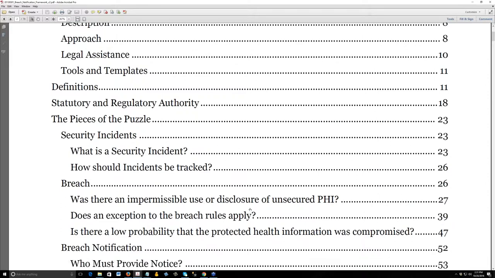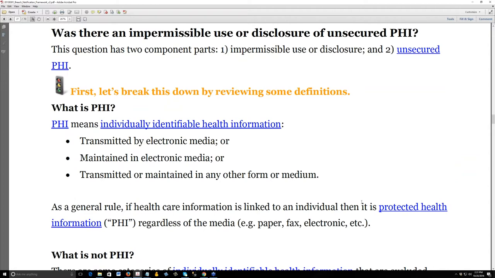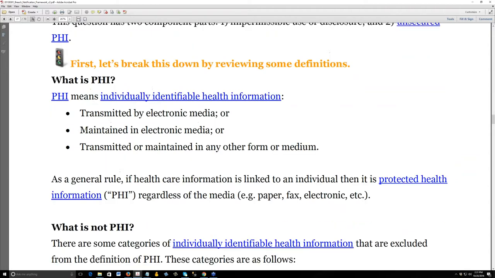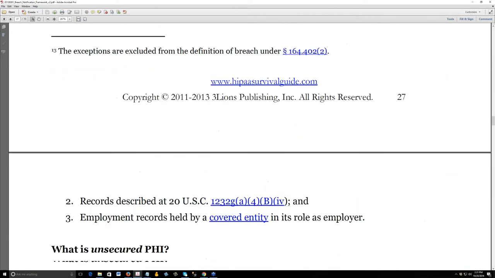Was there an impermissible use or disclosure of unsecured PHI? This is part of the framework that John is talking about. This impermissible use, this is the analytical framework for determining when breach notification was triggered. Impermissible use really is saying, in other words, was the privacy rule violated, right? So that's where your methodology comes in. If you don't know how you determine when the privacy rule has been violated, how can you ever determine whether or not there was a breach?